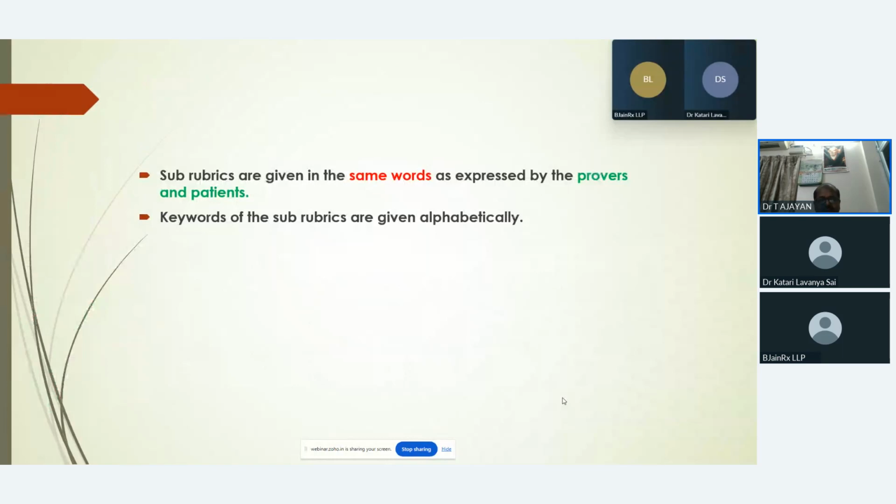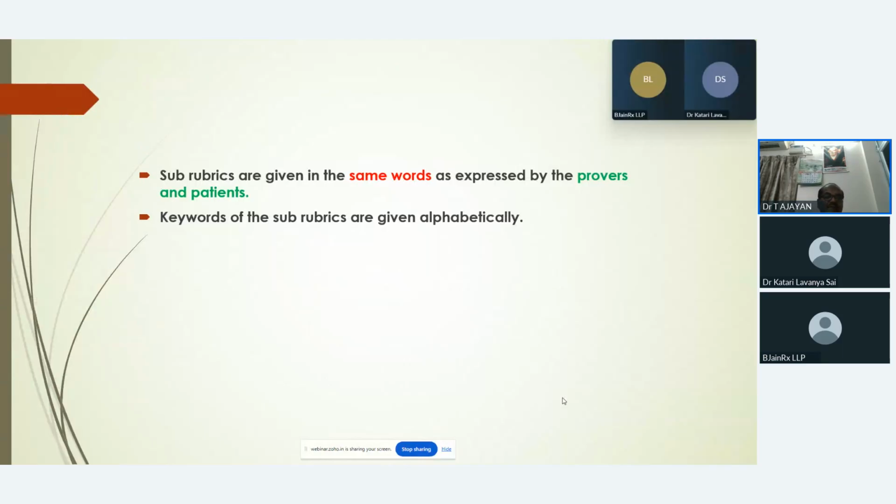All the symptoms are the provers' symptoms. The words the prover uses are the words used in the repertory. What is the advantage? The same words are seen in a particular patient, and on that basis we are able to select the homeopathic medicine. If the same words are there, that medicine acts as a remedy, no doubt.